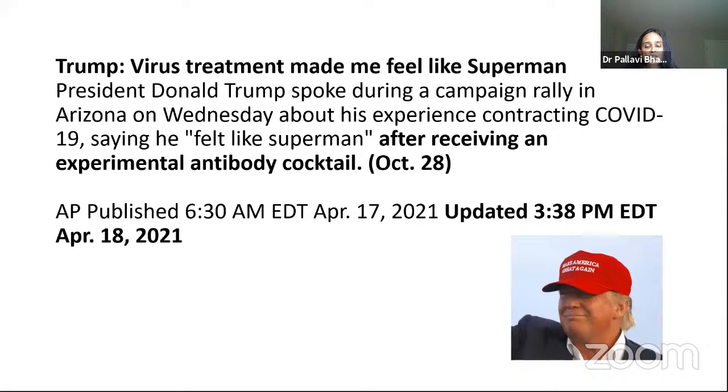So besides boosting immune response, it can have a variety of other positive effects. And that's what our ex-president felt like, a Superman. And you could see him with his high BMI and age of at least 70 and above, how well he did with the Regeneron infusion.